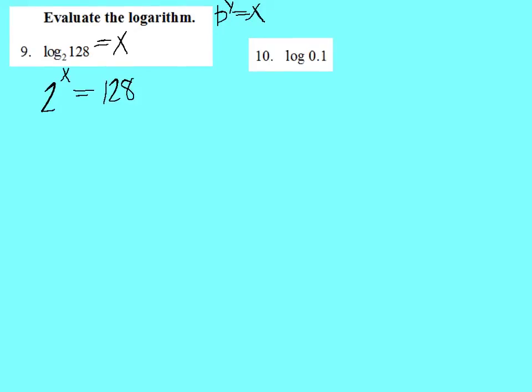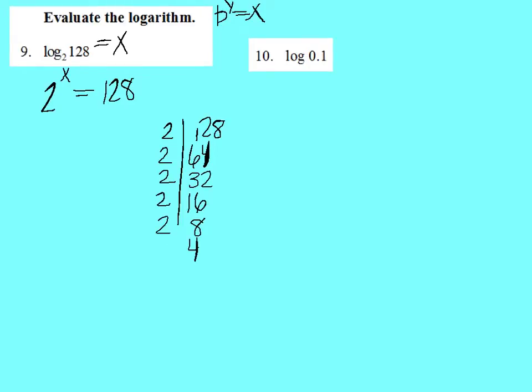Now you have two choices. You can either figure out, using your calculator, 2 to what power gives you 128, or you can use your border method, and you can break down 128. 2 goes into that 64 times, 2 goes into 64 32 times, 2 goes into 32 16 times, 2 goes into 16 8 times, 2 goes into 8 4 times, 2 goes into 4 twice, 2 goes into 2 once. And you can count up how many 2's you have here. We have 1, 2, 3, 4, 5, 6, 7.